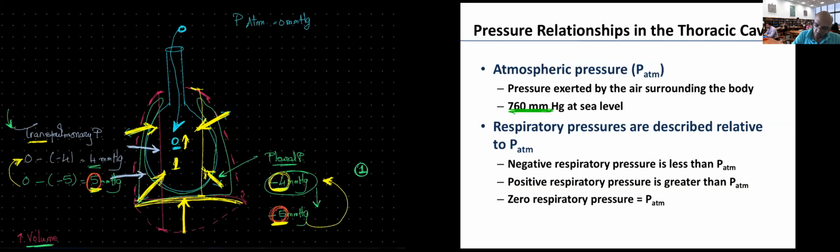So which one is greater? 1 millimeter mercury in your lungs or 0 millimeter mercury in the atmosphere? Which one is greater? 1 millimeter mercury in the lungs. So air will start to flow from high pressure within your lungs to low pressure in the atmosphere. Air is going to be leaving the lungs, moving out. This is how expiration is going to be taking place.